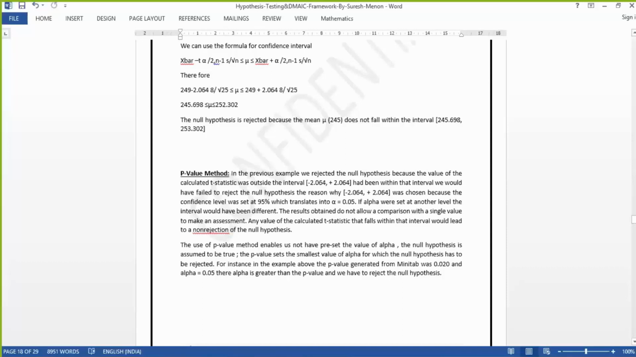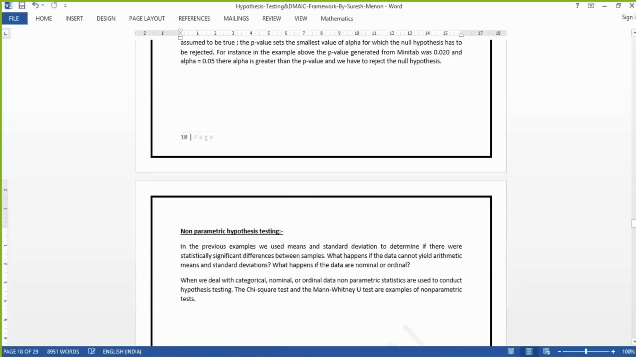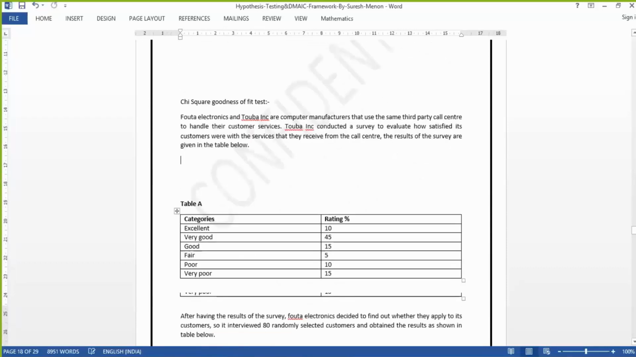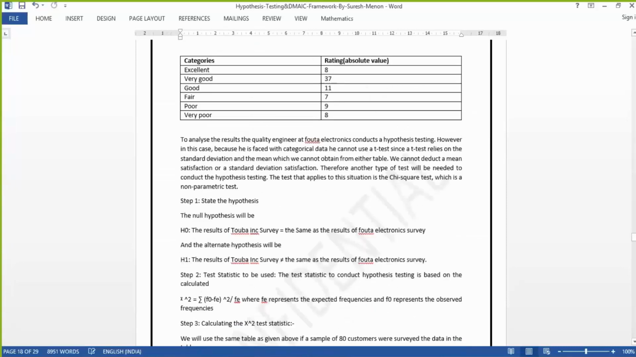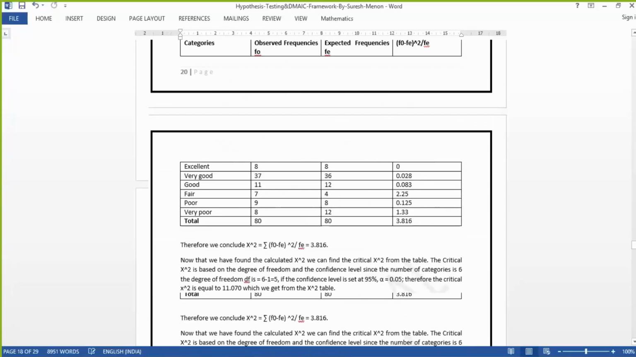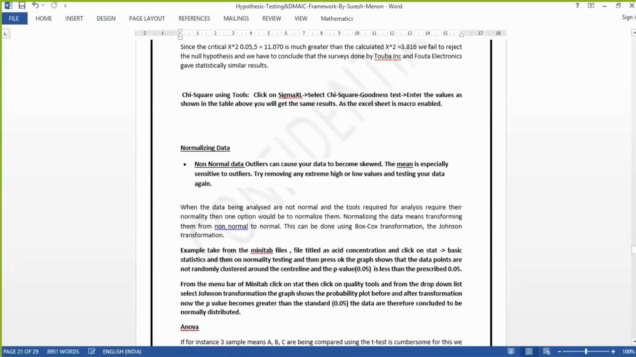We have to draw an interpretation depending on whether the p-value is less than 0.05 or greater than 0.05. I'll tell you how to draw the interpretation, how to interpret if the p-value is less than 0.05 and if it is greater than 0.05. The p-value is a constant which is equal to 0.05.